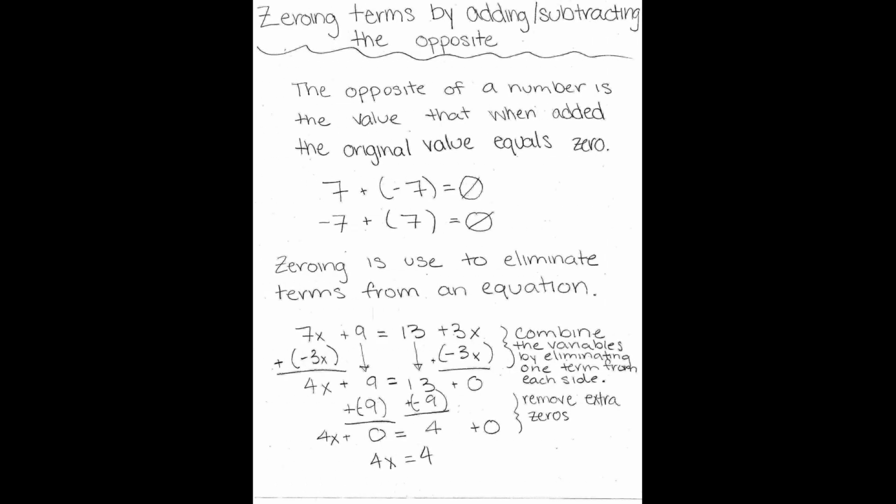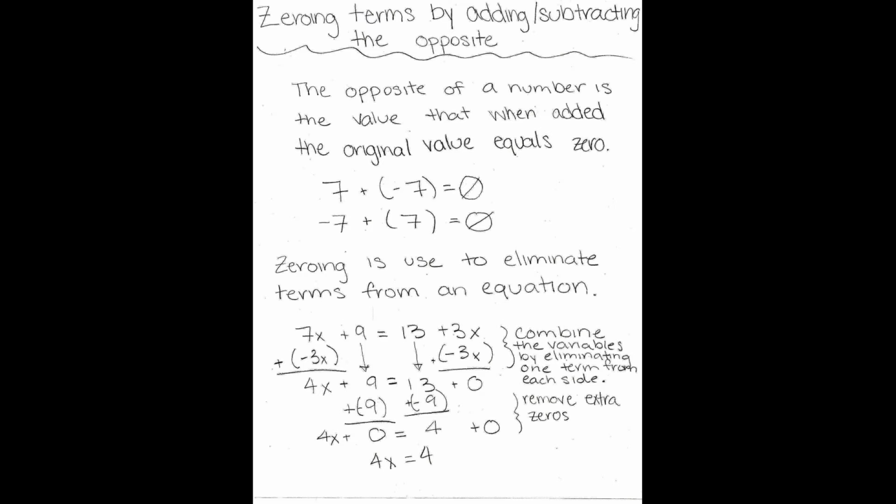Zeroing terms by adding or subtracting the opposite. The opposite of a number is the value that, when added to the original number, equals 0. For example, if I had 7, its opposite would be -7, and when adding those together, I have a result of 0. If I have -7 to begin with, the opposite would be +7. This still results in 0.